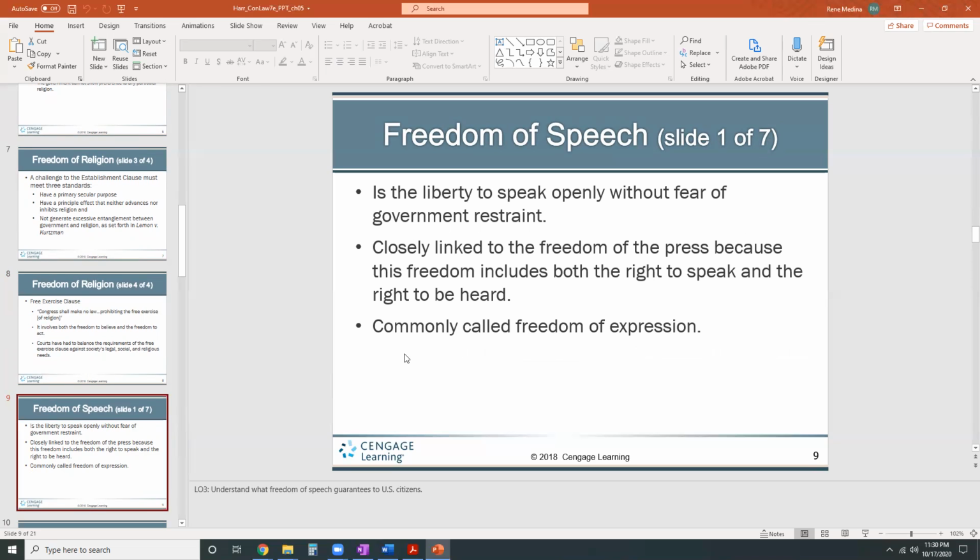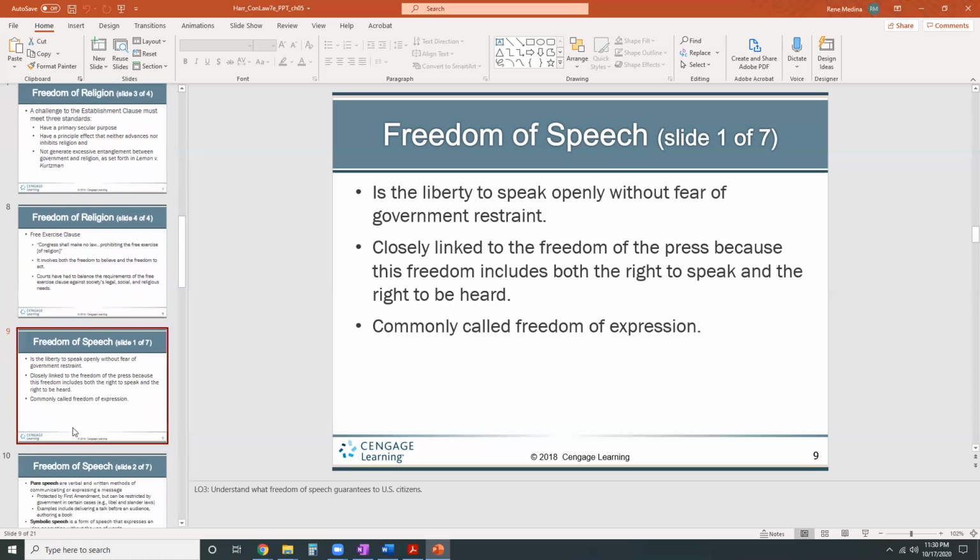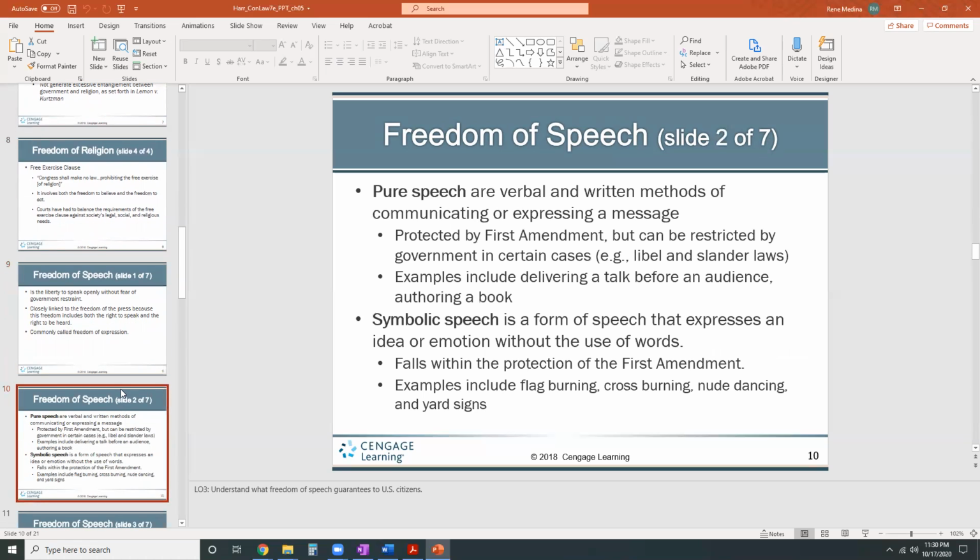Many people confuse this or call this freedom of expression, freedom of speech. They don't actually use the phrase freedom of expression in the First Amendment, but the first freedom of expression right is frequently associated with freedom of speech. So let's look at what speech means. Speech can mean different things. Speech can mean pure speech, which is the speech that we normally think of, which is words, either verbal or written, that a person uses to communicate a message.